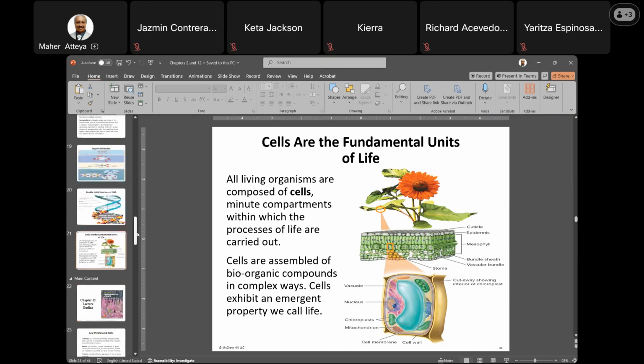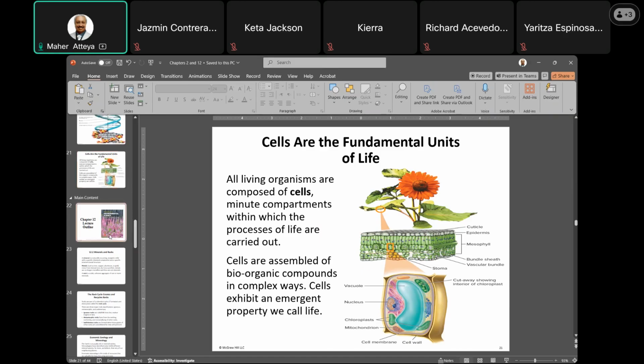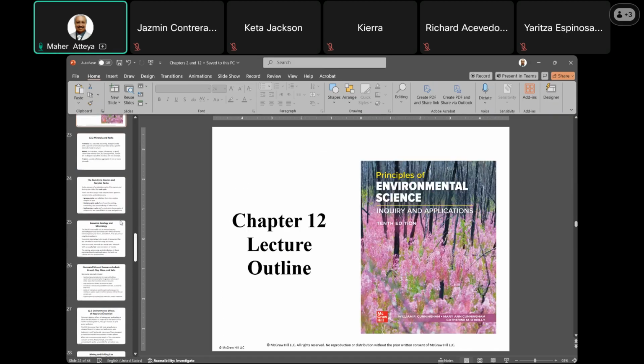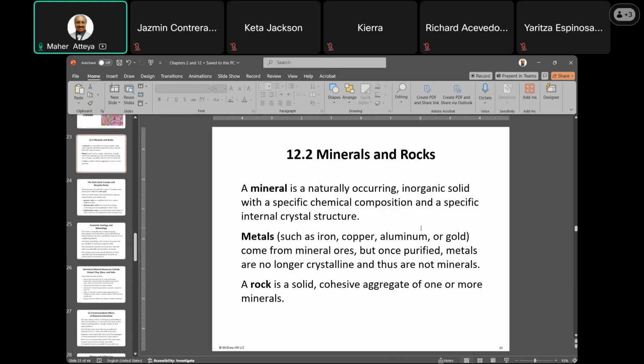Look at the most important feature here. Then we'll go for chapter 12. Chapter 12 looks at the geology part of it. We start with minerals and rocks. Minerals are naturally occurring inorganic solids with a specific chemical composition and specific internal crystal structure. Most minerals are made of oxides, like copper oxide, iron oxide, chromium oxide, nickel oxides.